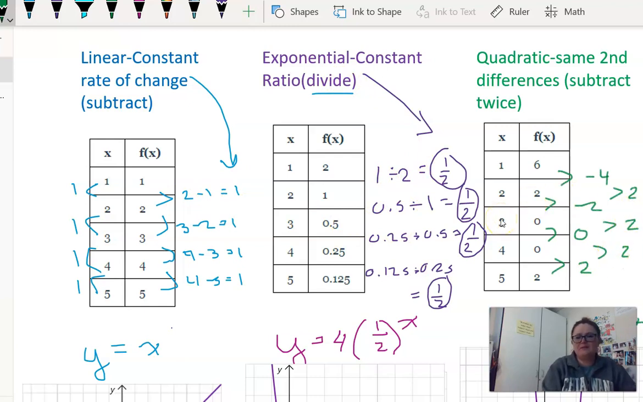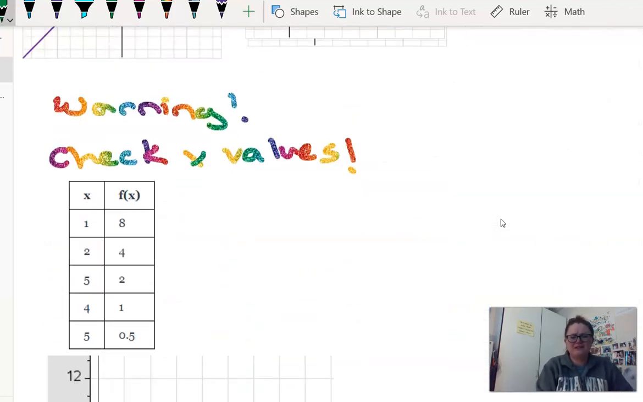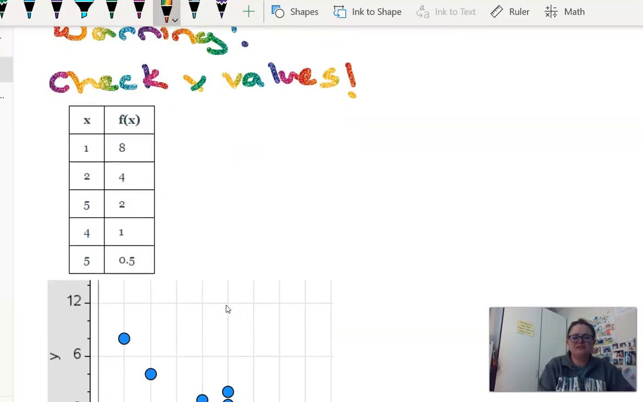Now what is going to happen in this problem set is you are going to get some that are not functions. And I just really quickly want to warn you about that. There were a lot of them. When I was trying to find examples for this, I kept accidentally finding ones that weren't functions. So you need to check the x values to tell if it's a function. I don't know if you guys remember this from Algebra 1, but a function is a relation where each input has exactly one output.